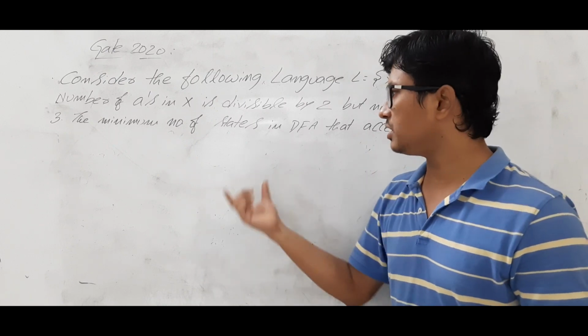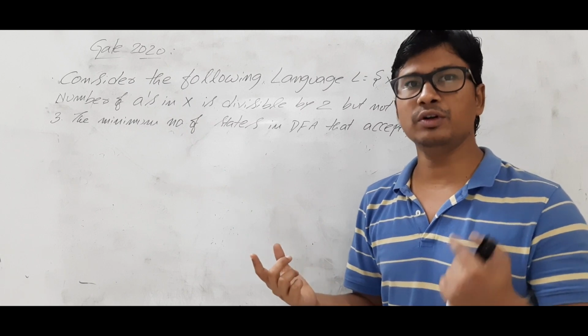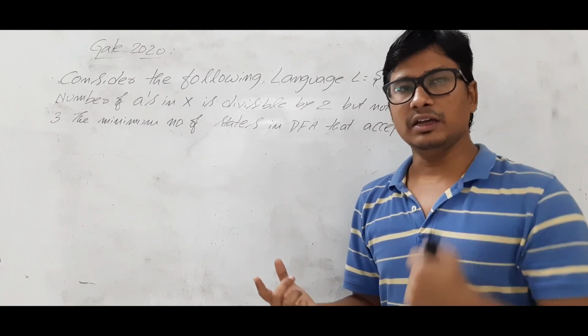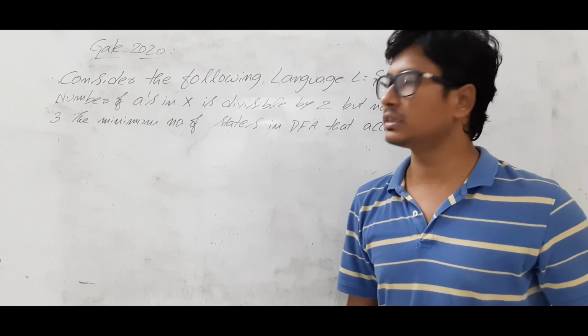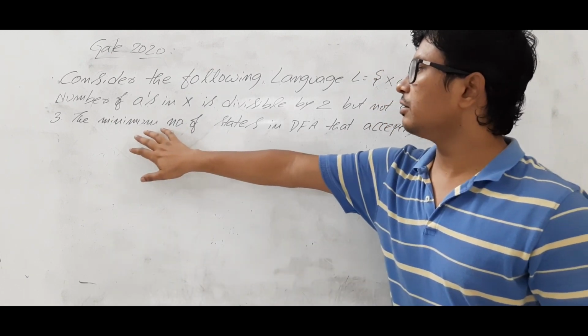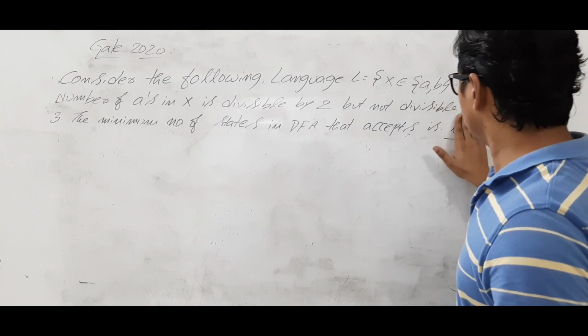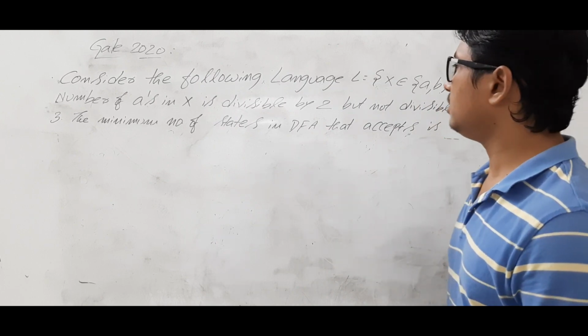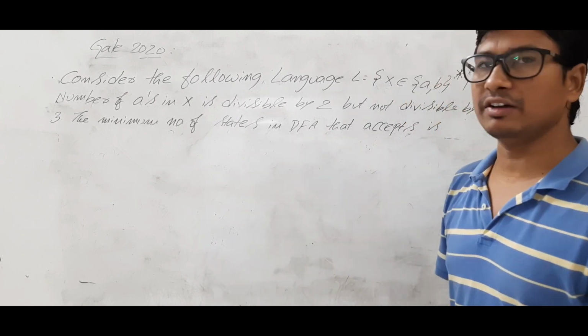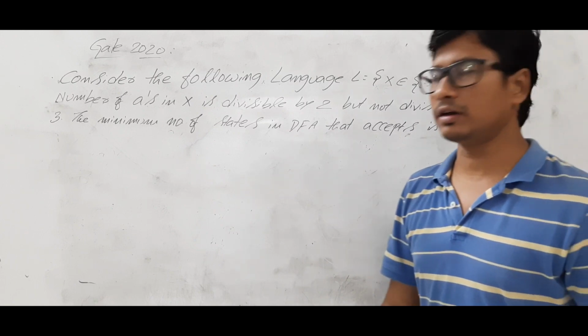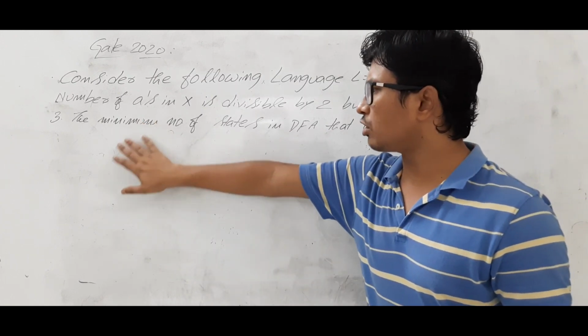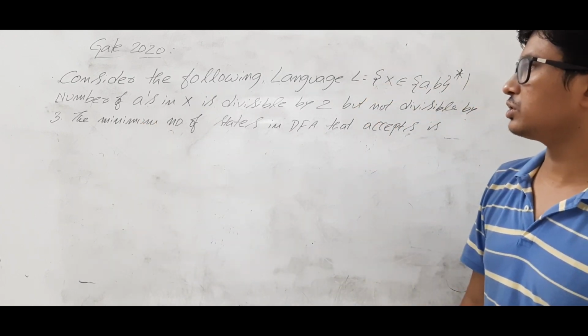The best example is 4 a's. 4 a's in the string is divisible by 2 but not divisible by 3. Then they are asking you to find the minimum number of states in the DFA that accepts it. So now I need to solve this question. How can I solve this question?